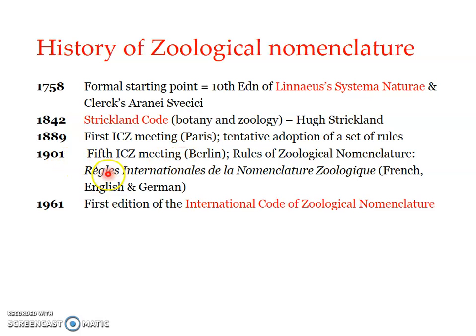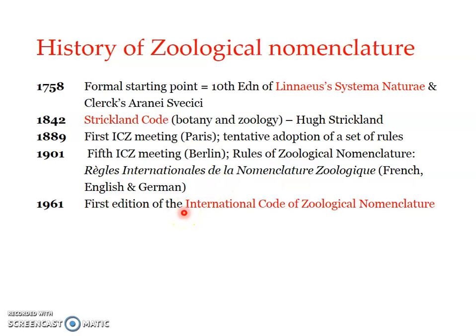This code was entitled Règles Internationales de la Nomenclature Zoologique, with a series of amendments or modifications resulting from subsequent congresses in 1907, 1927, and 1930. And it remained in force until 1961.